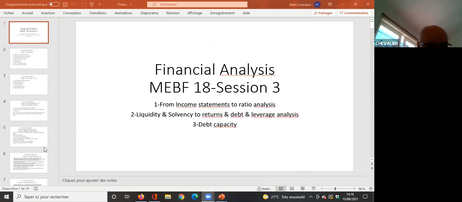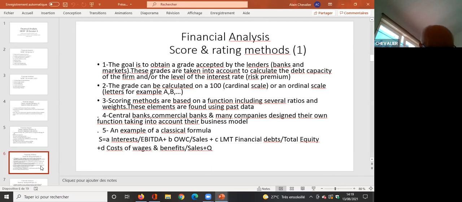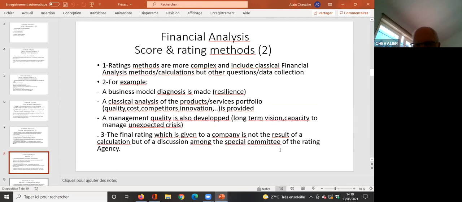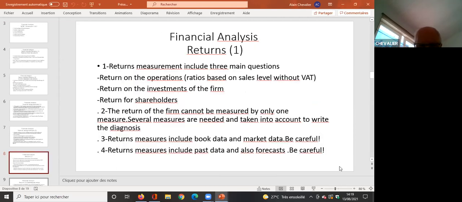So this is what we did yesterday. We studied that yesterday. And we were somewhere here. That's it. This was the last slide I used yesterday evening. Okay. And I said about returns, there is no one return. There is no unique return. We have several returns. And that's the complexity of the question.